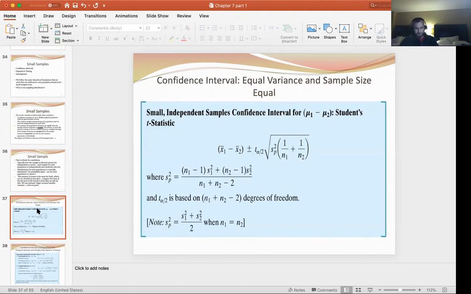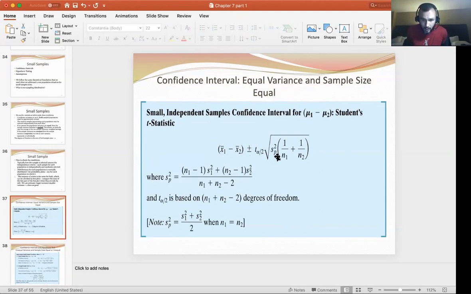Here's some different stuff. All right, this is a small independent sample confidence interval for mu using the t-test. Okay, so we have the difference in the x bars. That's our point estimator. This is a confidence interval, so it's going to be our point estimator plus or minus the margin of error. And our margin of error has the same kind of format as before.